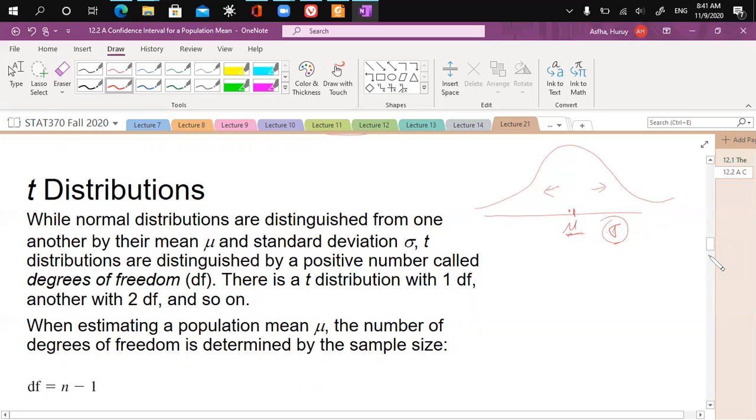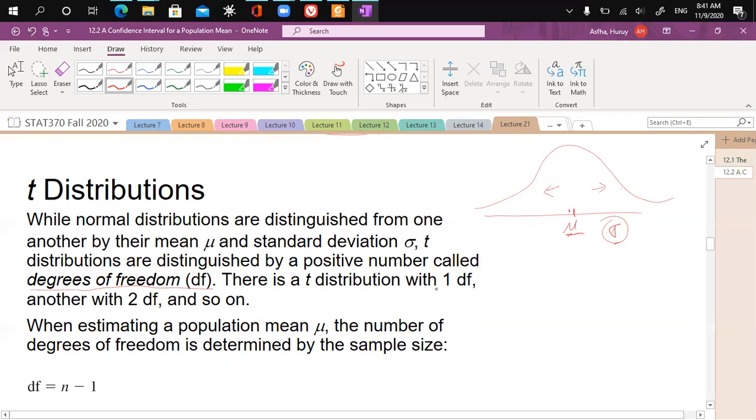However, for the t distribution, we don't need these, or actually we do have them, but those will come later. The t distribution is characterized by the so-called degrees of freedom. We didn't need this for the normal distribution, but for the t distribution we need the degrees of freedom. For example, a t distribution with 1 degree of freedom will look different from one with 2 degrees of freedom, and so on.